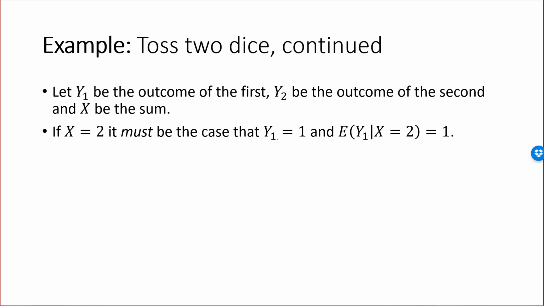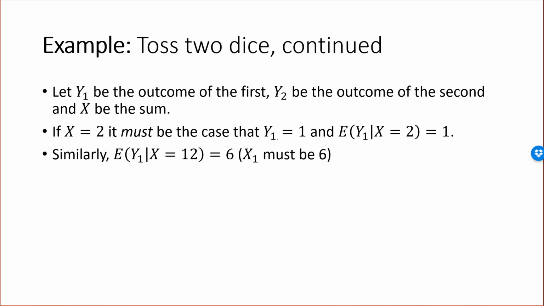With the same kind of logic, you can easily see that the expected value of y1 given that x is equal to 12 must be 6. If I tell you that the sum of the two dice was 12, then you know that both of them came out to be 6. So the expected value of y1 is 6 in that case. So you can clearly see how the expected value of y1 depends on the value that you condition on.